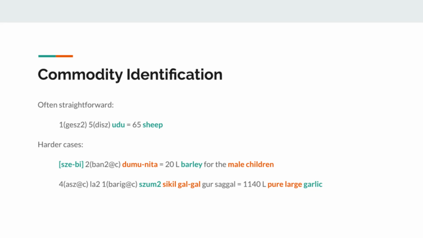We also need to account for longer strings, such as this example, where we have an amount of pure large garlic. We want to identify garlic, shum, as the counted object, but we would also like to know that the garlic is pure and large, tsikil and galgal.